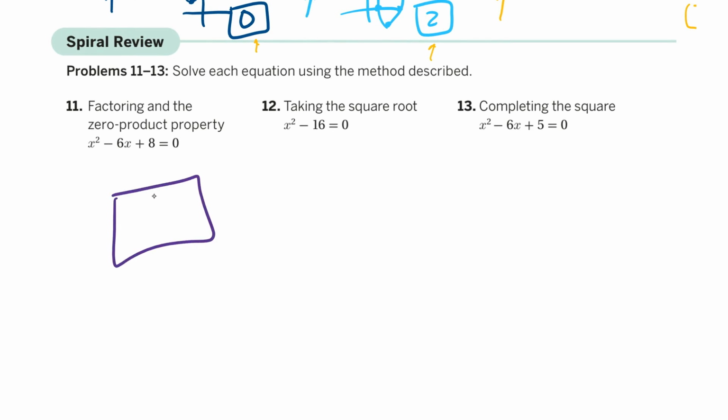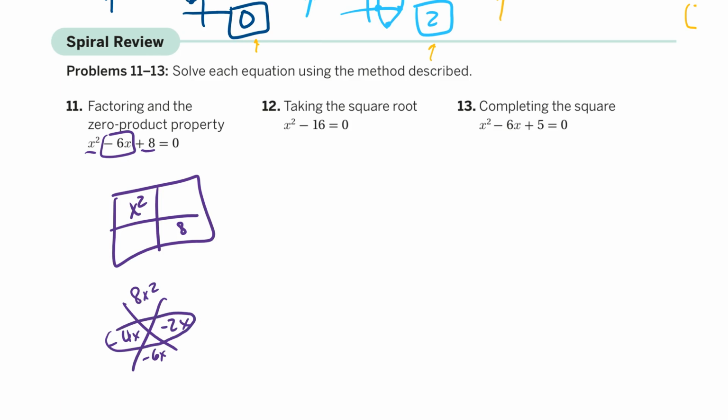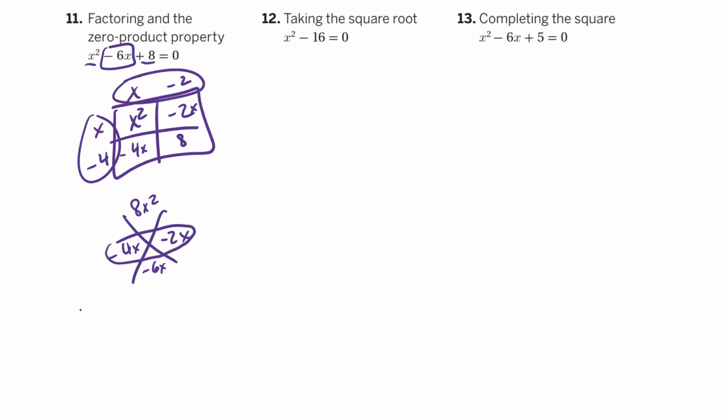So to factor this, I'm using my box. First term, first box, last term, last box. Middle term gets split into the other two boxes. The way I do that is I look for what multiplies to 8x squared that adds to negative 6x, which would be negative 4x and negative 2x. And so since these two things add to negative 6x, that's where I'm putting them into this box. Now I just got to figure out what goes on the outside that multiplies onto the inside, and I get my two factors. So I get x minus 2 times x minus 4 equals 0.